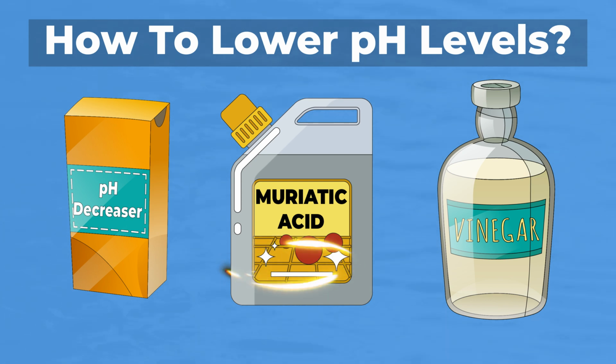Muriatic acid is a commonly used pH reducer in hot tubs. It is a diluted form of hydrochloric acid. Muriatic acid is known for its low cost and effectiveness in quickly lowering pH levels. However, it is highly corrosive and requires careful handling, including wearing protective clothing.